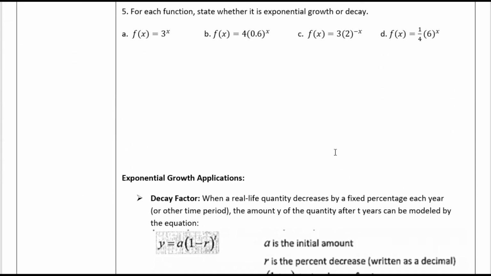All right, so now we're going to determine whether these functions are growth or decay. It's really simple. Remember that if the b, the base, is greater than 1, it's a growth. If the base is less than 1, then it's a decay. All right, so in this example, b is equal to 3, and 3 is bigger than 1, so that means this is an exponential growth. Very simple, right? So in this case, b is 0.6, which is less than 1, so that means we have an exponential decay.